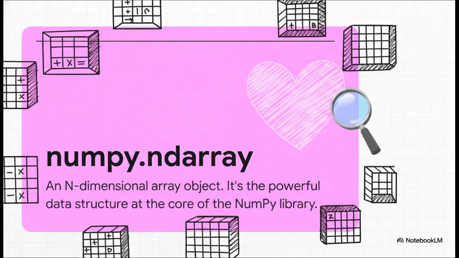And there are the results. It's a numpy.ndarray. That n just stands for n-dimensional. It's a fancy way of saying it can have any number of dimensions, 1, 2, 10, whatever you need. This ndarray object, this is the heart and soul of NumPy. It's the reason it's so incredibly fast.